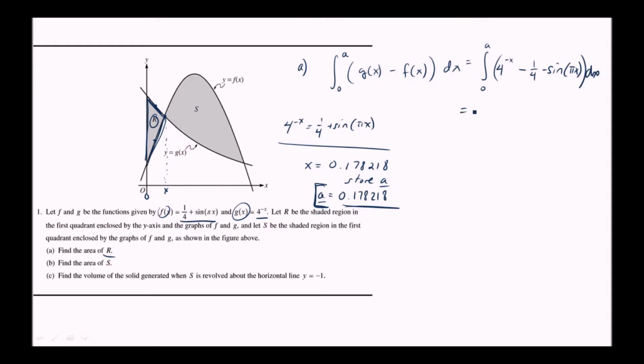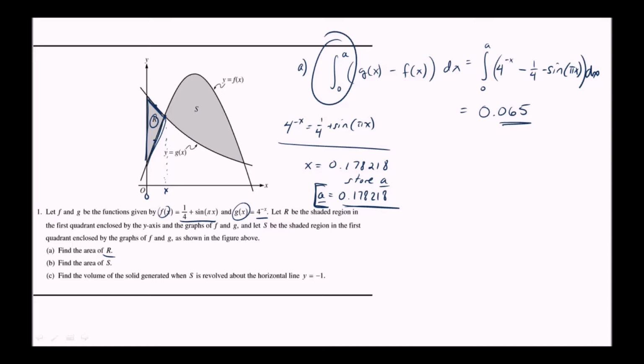Using our calculator, we find a value of 0.065. We'll want to round to at least a few decimal places. Now, when the scorers look at your problem, they're going to be looking for three main things. They want the limits. So do you have 0 to a, or 0 to 0.178218?